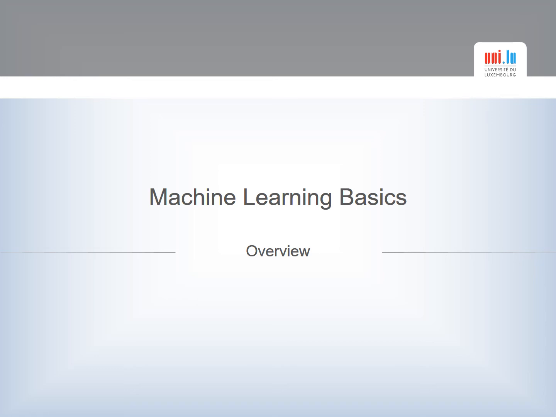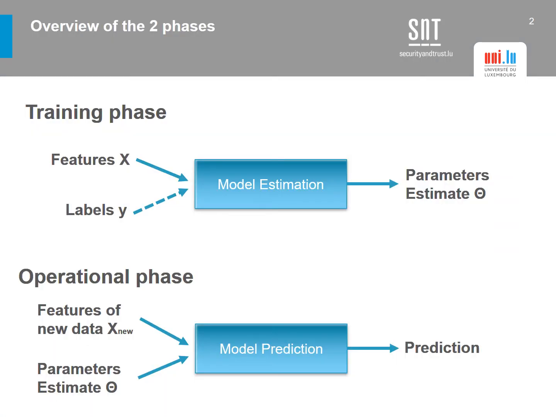Let's try to have a better understanding of different phases in machine learning. Generally, in machine learning, there are two phases, the training one and the operation one. In the training one, the objective is to estimate our model. So we input features and labels if it's supervised learning. And for unsupervised learning, as we know that we do not have labels, so we only input features.